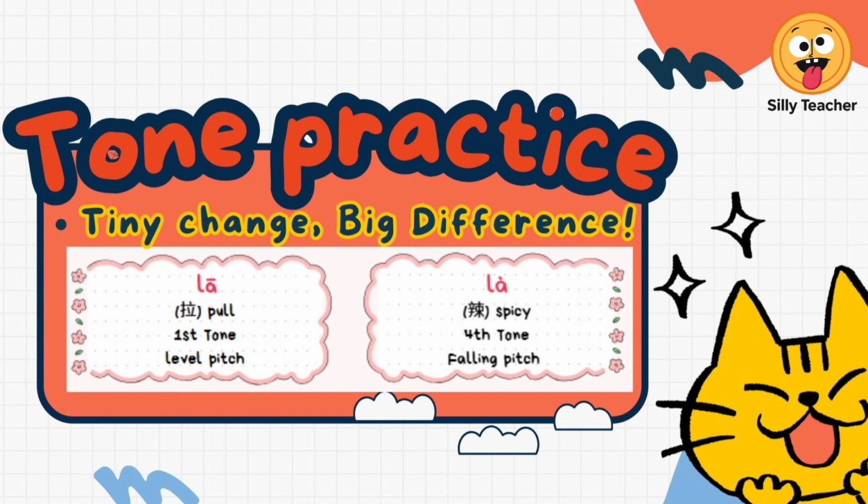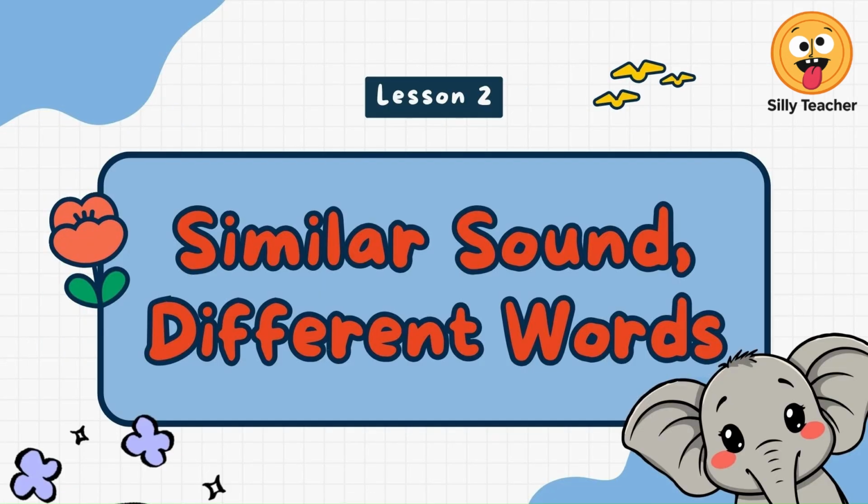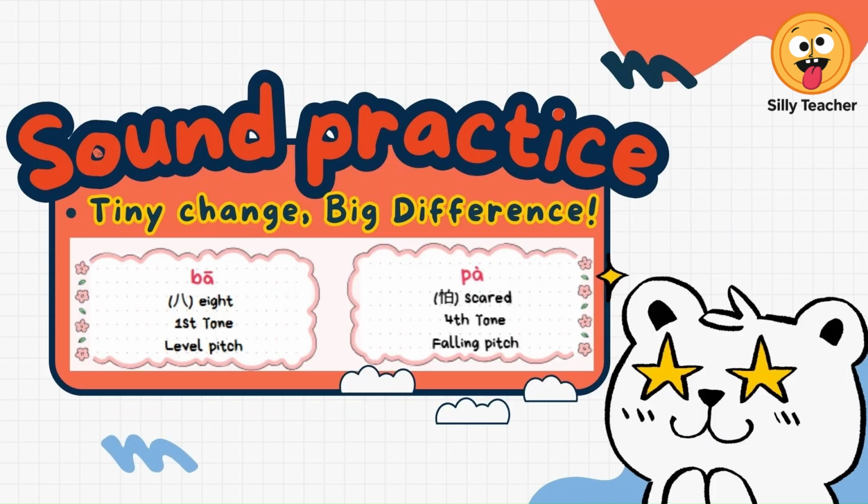All right. So now let's look at the third topic. Similar sound but different words. Now, what does this mean? It means that the words sound very, very similar but not exactly the same. Okay. So let's look at the first example. BA and PA. Okay. So if you mispronounce B or P, you might say something very different.